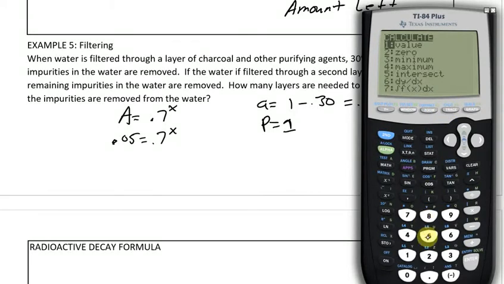Okay. So 9 layers. Because we can't have 8 layers. 8 layers wouldn't be enough. We're not going to have 8.4 layers. That doesn't make any sense. So 9 layers would be needed to get there.